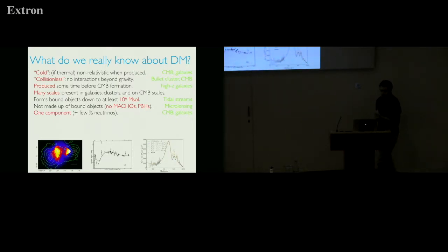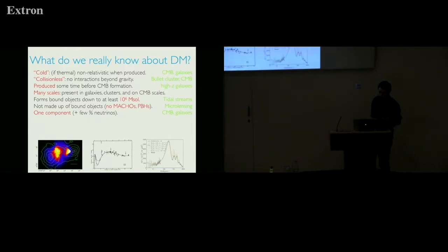So we often say we know that dark matter is cold dark matter. There was a question earlier about warm dark matter. So what do we actually know? What does that mean? We know that dark matter is cold if it's thermal. It doesn't have to be thermally produced. And that means that it's non-relativistic when it was produced. And that's something that we know from the CMB and from galaxy surveys like the Sloan Digital Sky Survey.